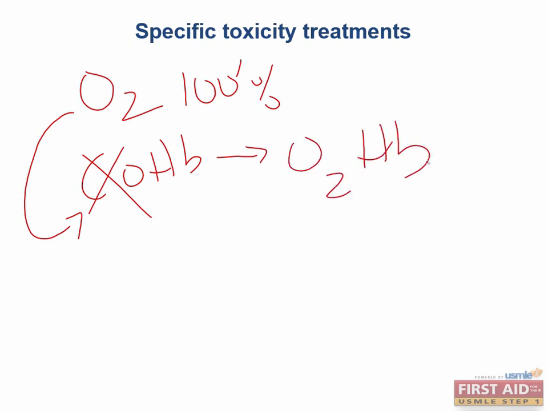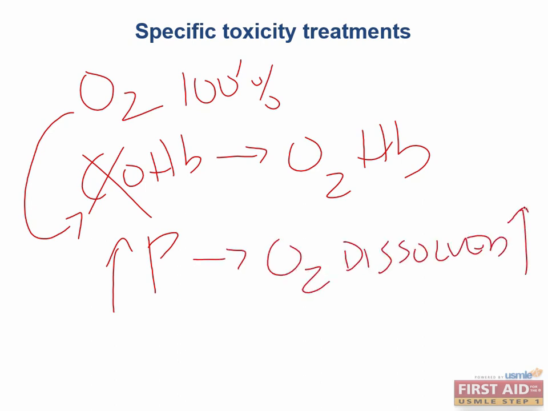So why do we put them in a hyperbaric chamber? The increase in pressure forces more oxygen molecules into the blood, so the O2 dissolved increases. This way the tissues can actually get more of their oxygen requirements while we're changing the carboxyhemoglobin also into oxyhemoglobin.